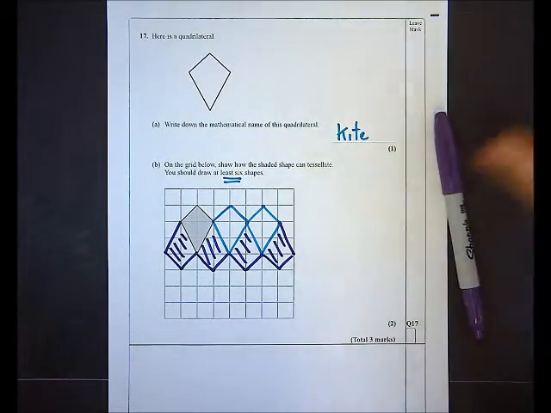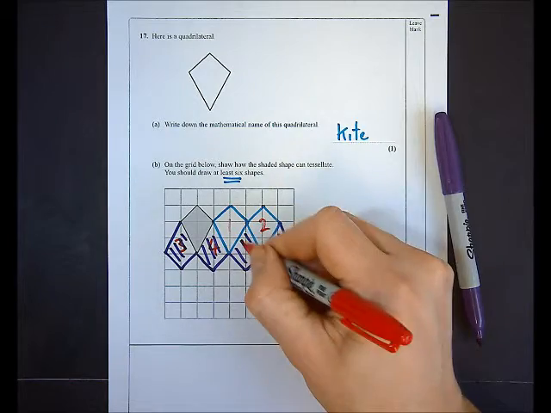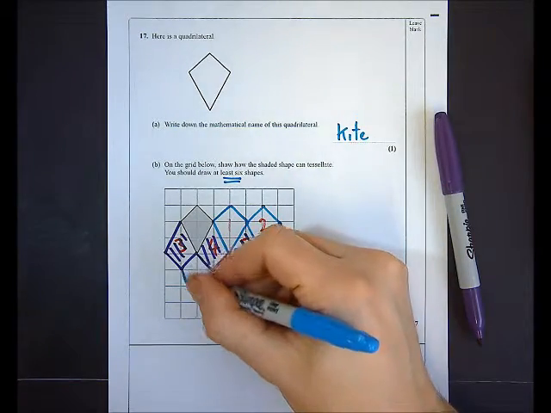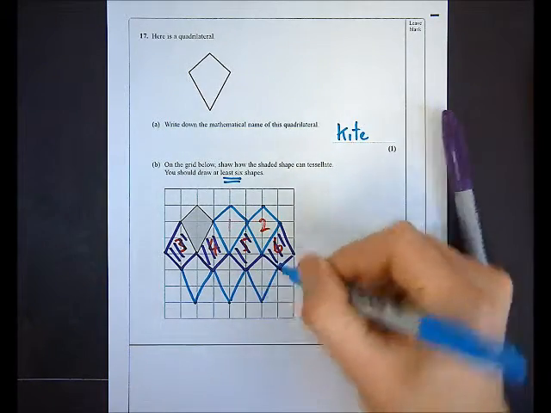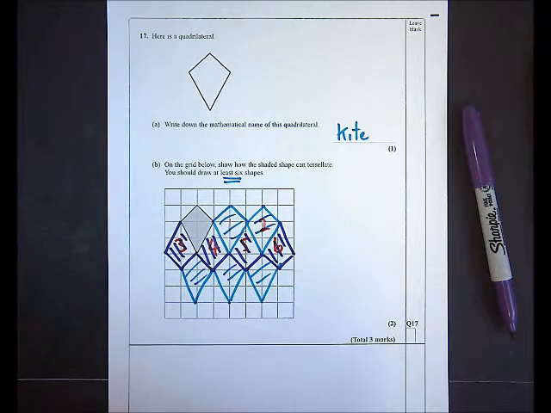And now make sure I've got 6 shapes. So 1, 2, 3, 4, 5, 6. You can obviously draw them anywhere on the grid. You could have another row underneath rather than ones further over. But the important thing is that I haven't got any gaps between those shapes. That's what a tessellation is.